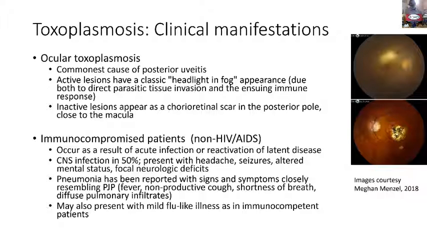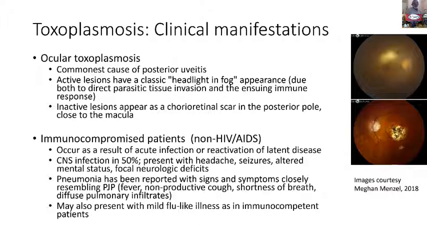In terms of ocular toxoplasmosis, so that's toxoplasmosis of the eye, that can occur in anyone regardless of HIV status, even someone who's HIV negative. It's the commonest cause of what's called posterior uveitis. Active lesions have what's called a headlight in the fog appearance. That's the picture to the upper right. The headlight in the fog appearance is usually due to both the impact of the organism infecting the back of the eye, as well as the impact of the immune system fighting that organism.